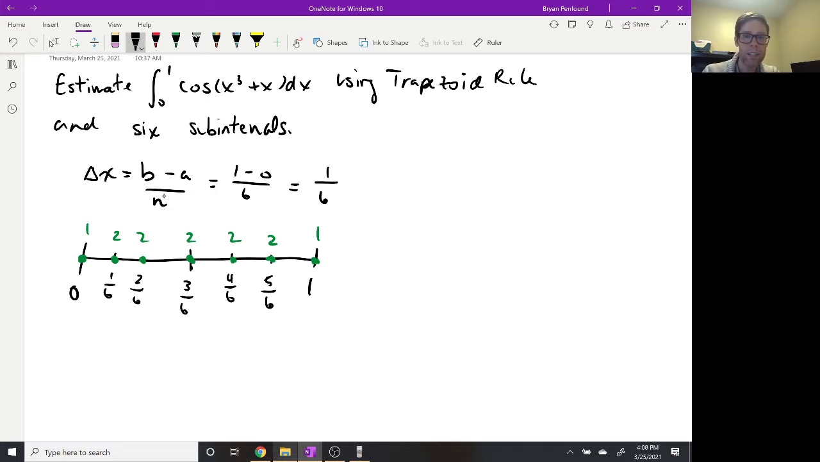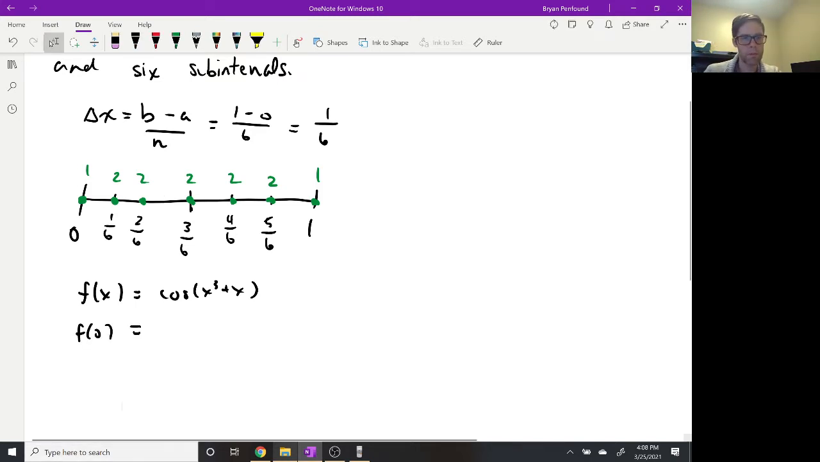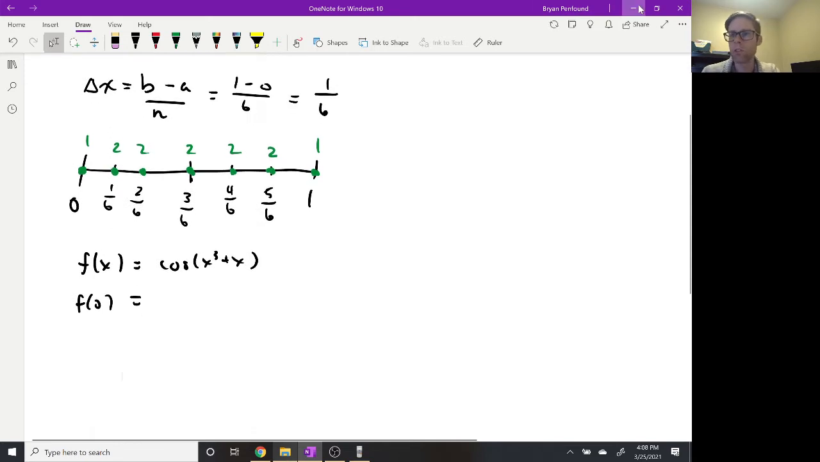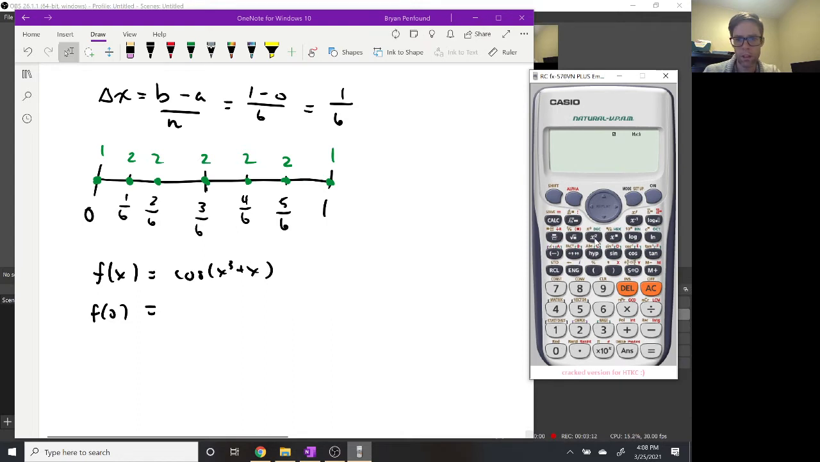Now we just need to calculate the heights of all of the endpoints of these upper regions for our trapezoids. So let's use f of x equal to cosine of x cubed plus x, and start calculating some of these values. I need to shrink this screen just a bit so I can pull the calculator in here. So let's calculate. Well, cosine of 0 is 1. I'm pretty sure that is the case.